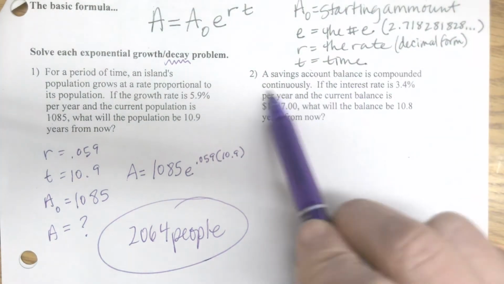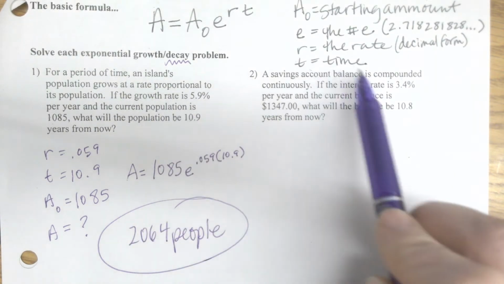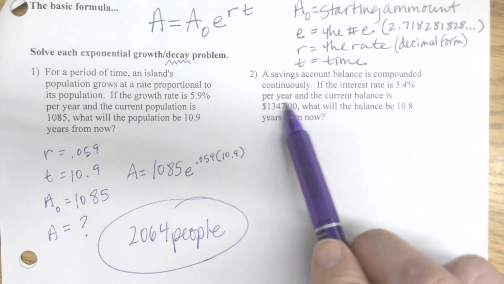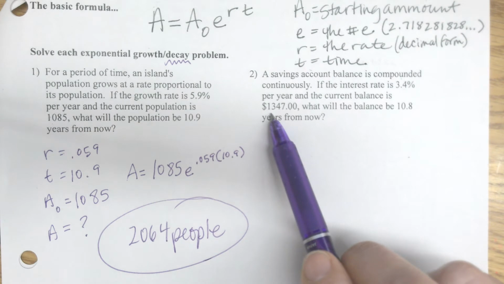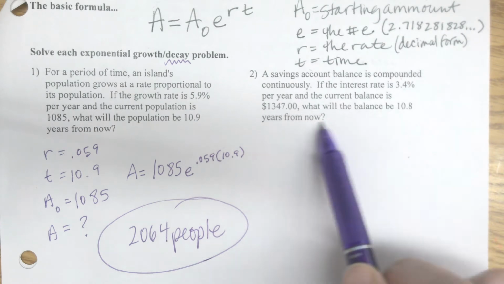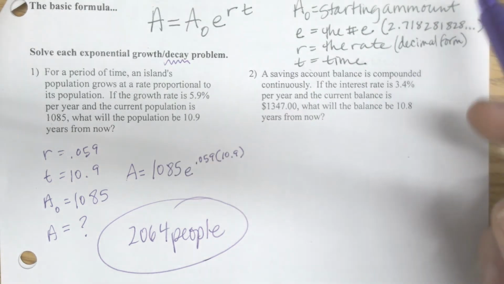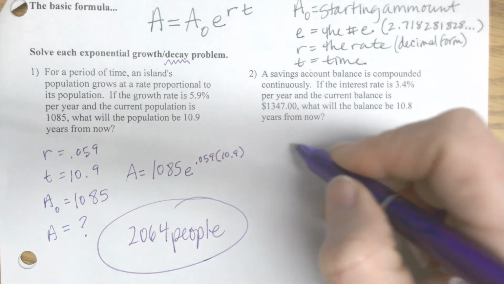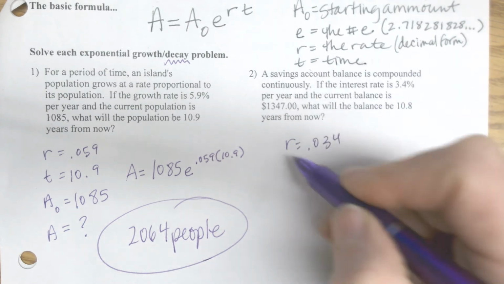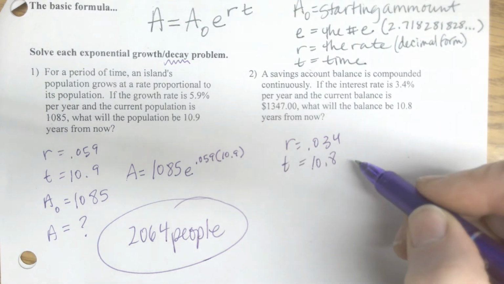So a savings account balance is compounded continuously. That's the same as rate proportional, compounded continuously. If the interest rate is 3.4% per year and the current balance is $1,347, what will the balance be in 10.8 years? Again, this is a very similar problem, just with money instead of population. I have a rate, 0.034, put it in decimal form. I have a time, I'm looking for 10.8 years down the road.